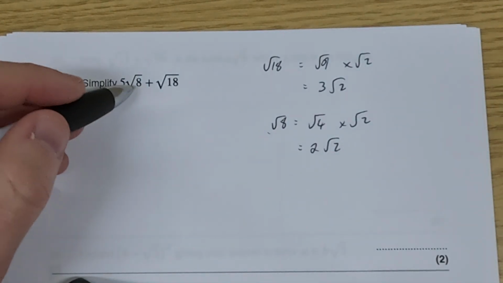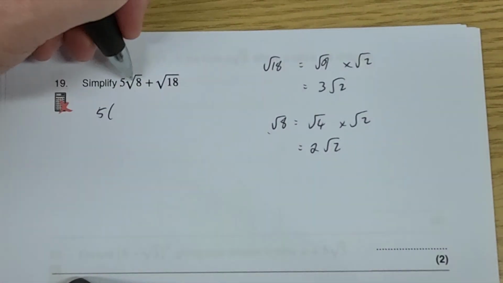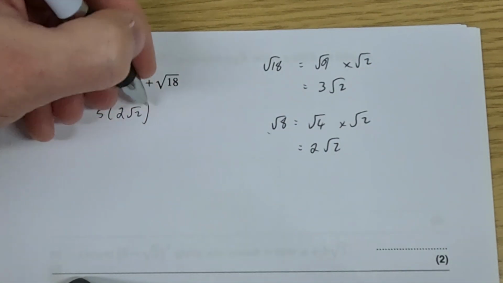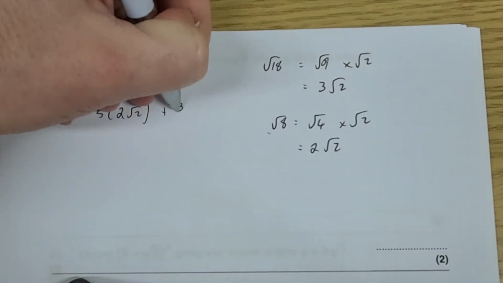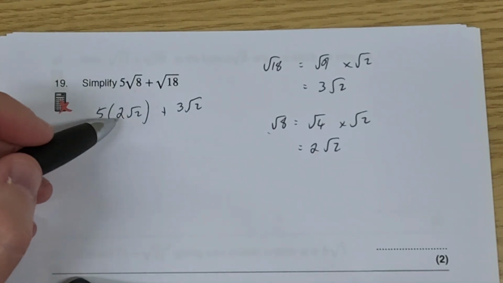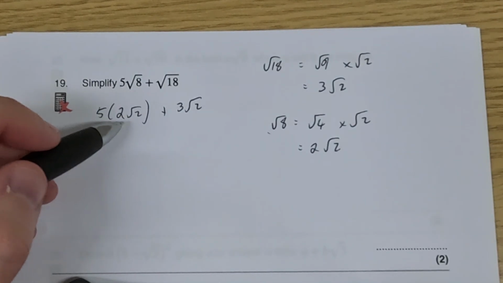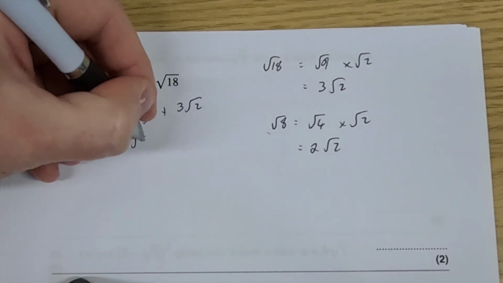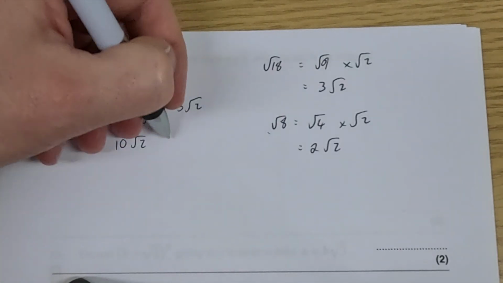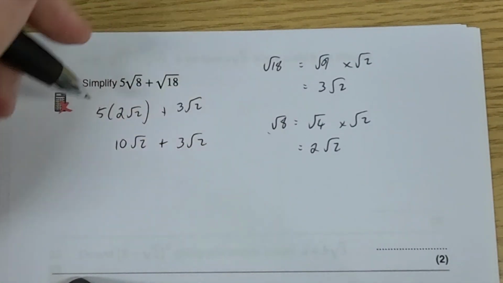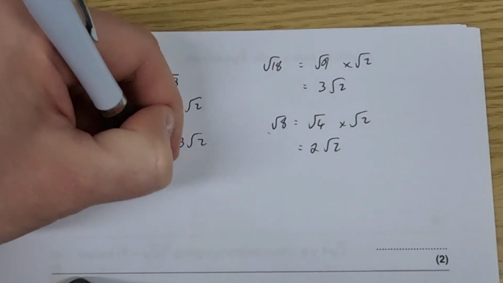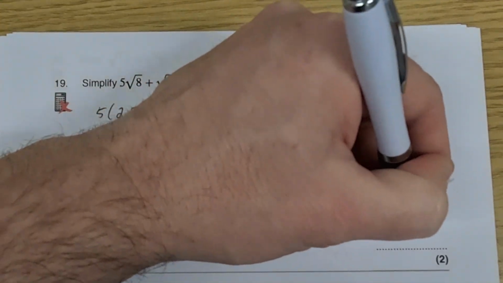Now here we've got 5 lots of root 8, and I'm just going to put in brackets what root 8 is, which is 2 root 2, so 2 lots of root 2, plus root 18, which is 3 lots of root 2. So here we've got 5 times 2 lots of root 2. If you've got 5 lots of 2 lots of root 2, that'll be 10 lots of root 2, because 5 times 2 is equal to 10. And then plus 3 lots of root 2. And 10 lots of root 2 plus 3 lots of root 2 will be equal to 13 lots of root 2, so 13 root 2. So that's our answer, 13 root 2.